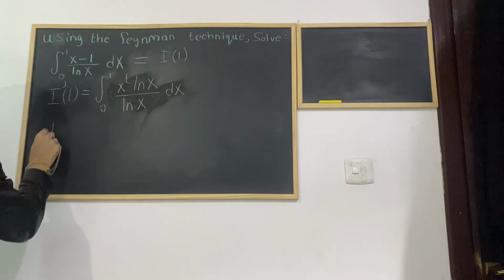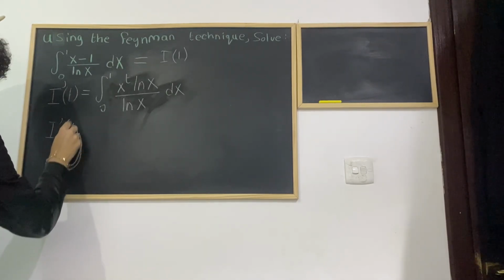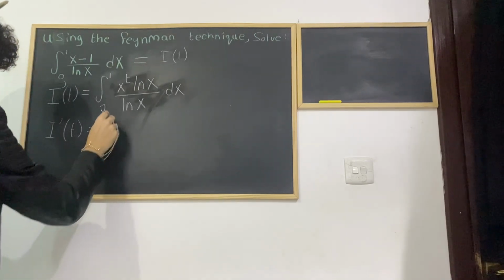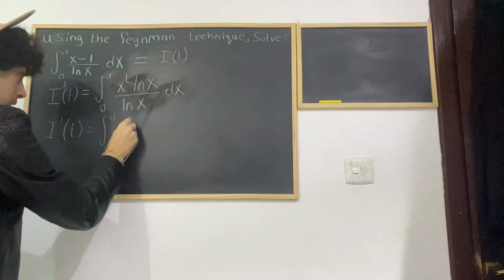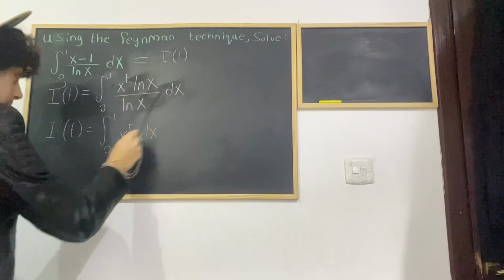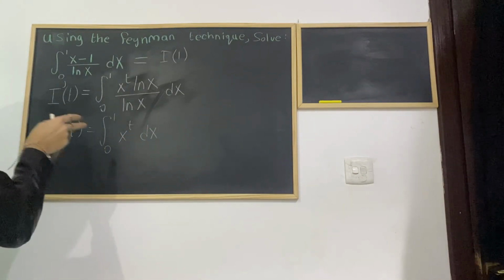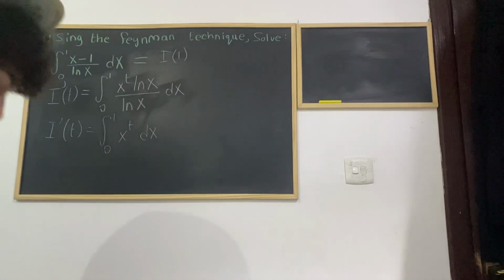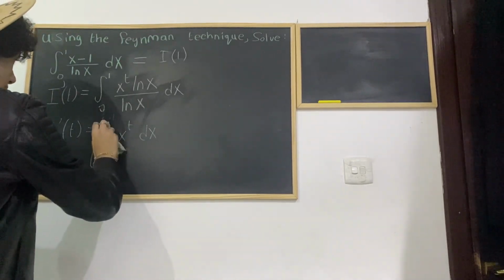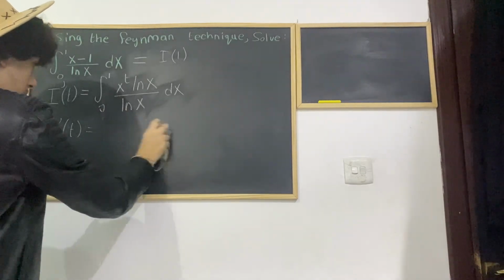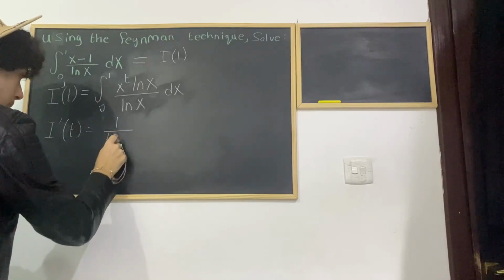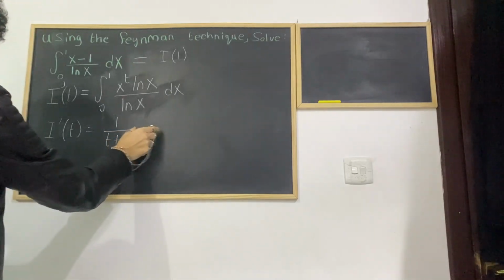So let me write it down here. I dash of t is just equal to the integral from 0 to 1 of x^t dx. Now this is a very simple integral. It is anything but hard. Okay, so that if we integrate this, we get that I dash of t is just equal to 1 over t plus 1. Now there is a plus c here.